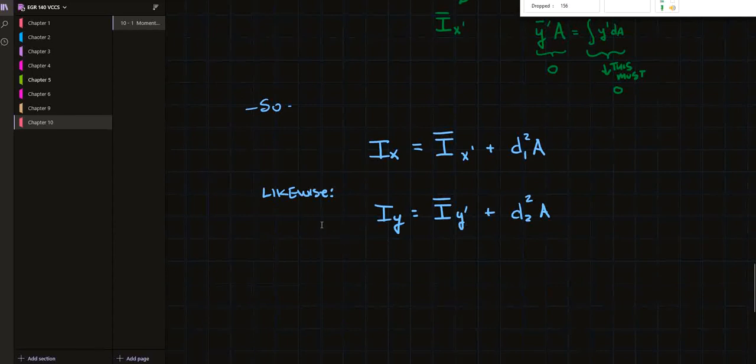So likewise, we can do the same thing with y. So Iy equals I about the centroidal axis, the centroidal moment of inertia, plus the distance from the centroidal y-axis to the y-axis squared. That's what d2 is. So we're heading in the x direction now to the y-axis, and A is the same, A.